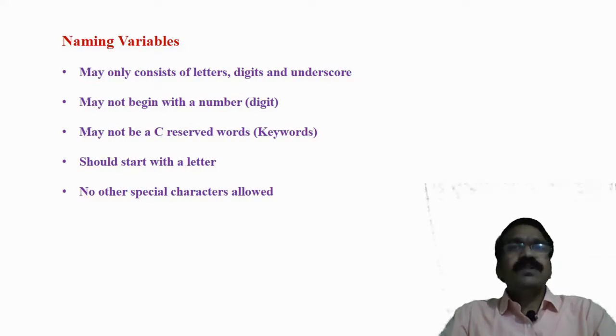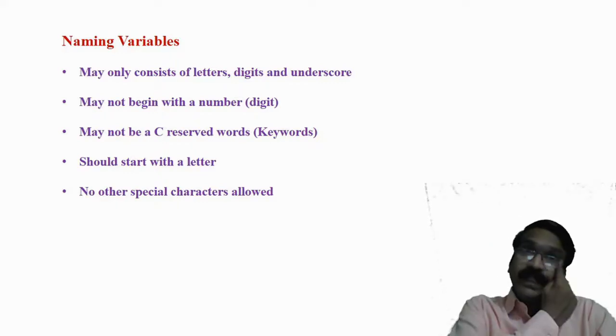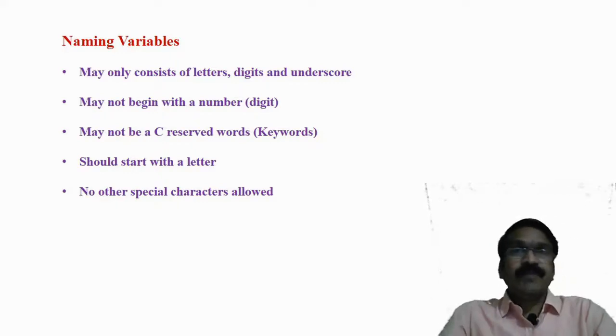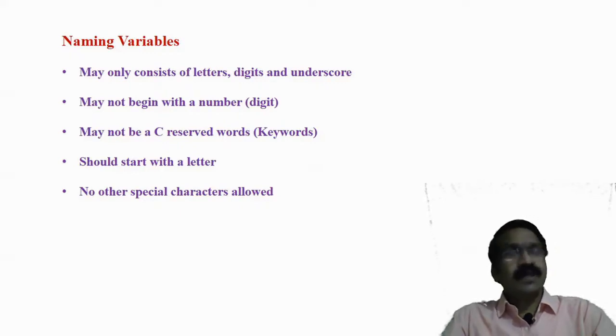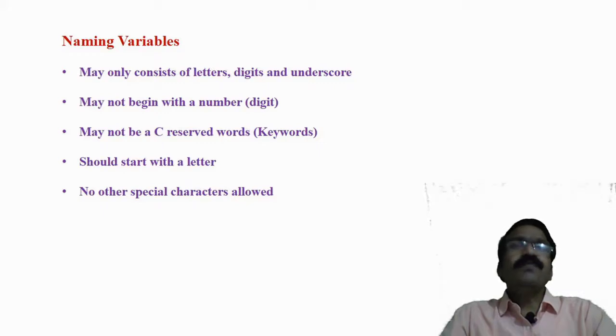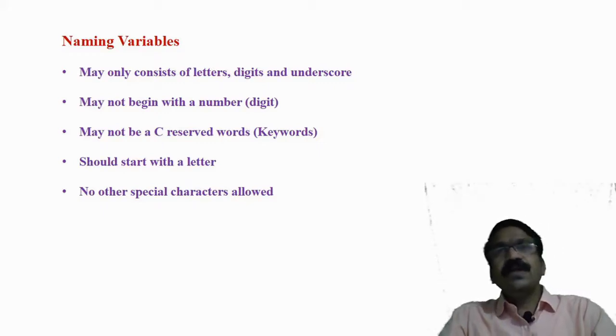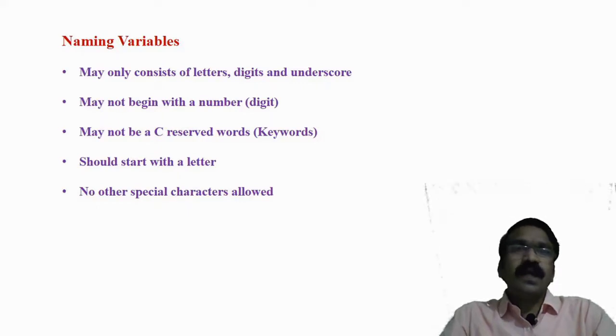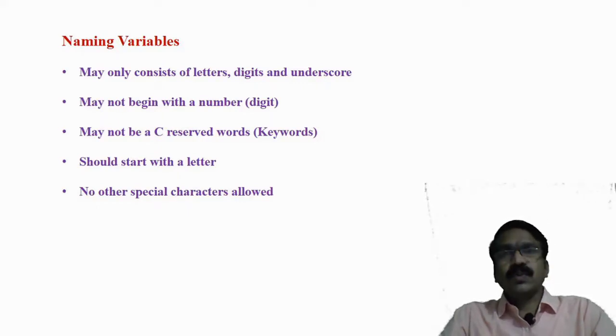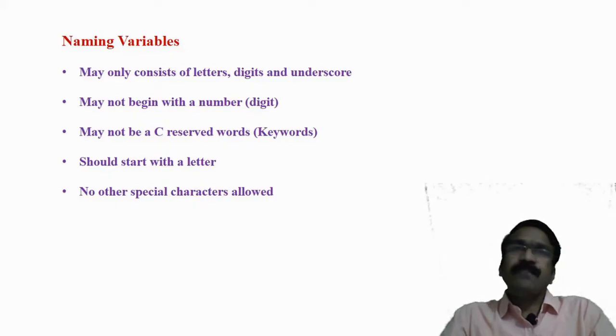It should start with any alphabet, not from a digit. Variable name should start with any alphabet, that may be small case or uppercase alphabet, but not with the digit. It may not be reserved words. Keywords we will not use as a variable name, and no other special characters are allowed other than underscore. Using that we can form any variable name.